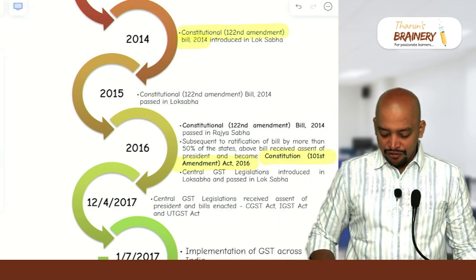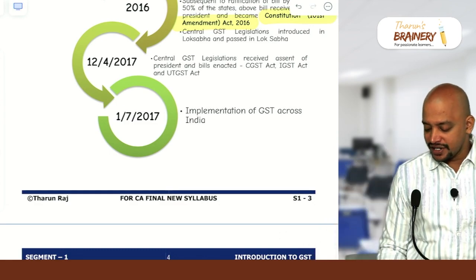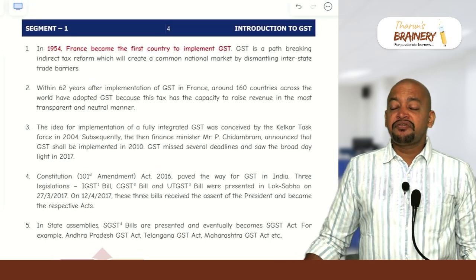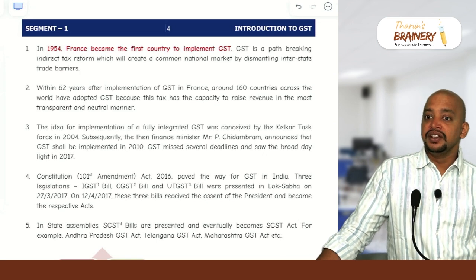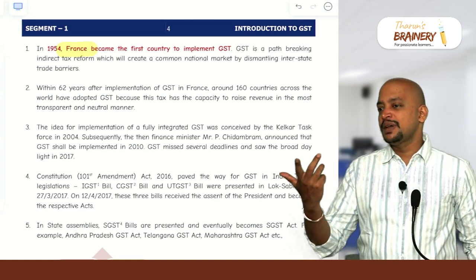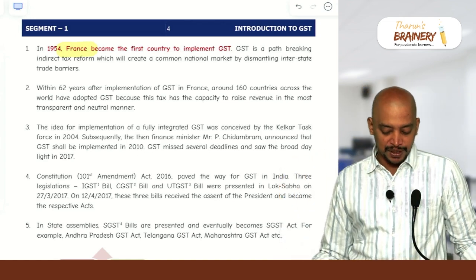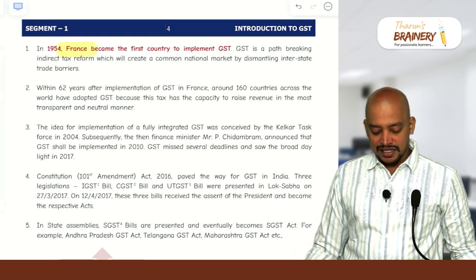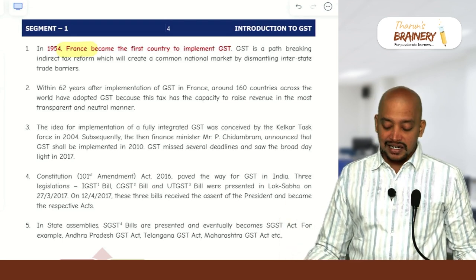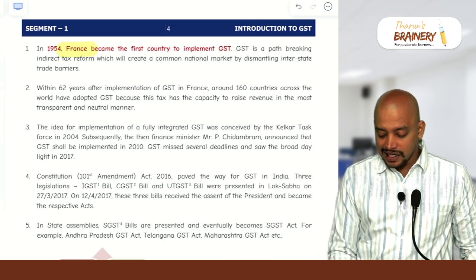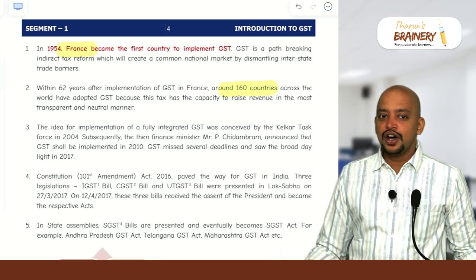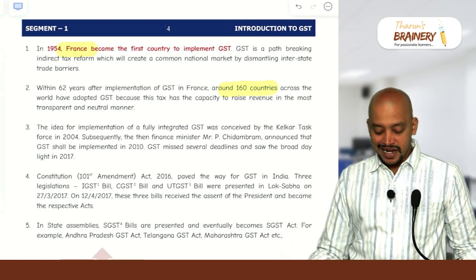And therefore what is the effective date of implementation of GST across India? 1/7/2017. And which was the first country to implement GST in the world? France. These are the key points you need to know, as they may be tested in MCQs. France became the first country to implement GST. Whether GST is in India alone or in many countries: approximately 160 countries adopted GST before India. Not that we are creating it for the first time, it was already there.